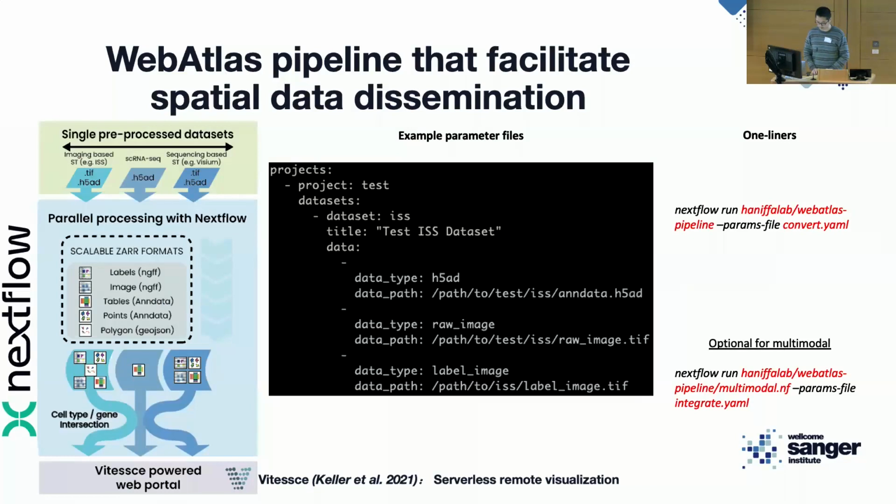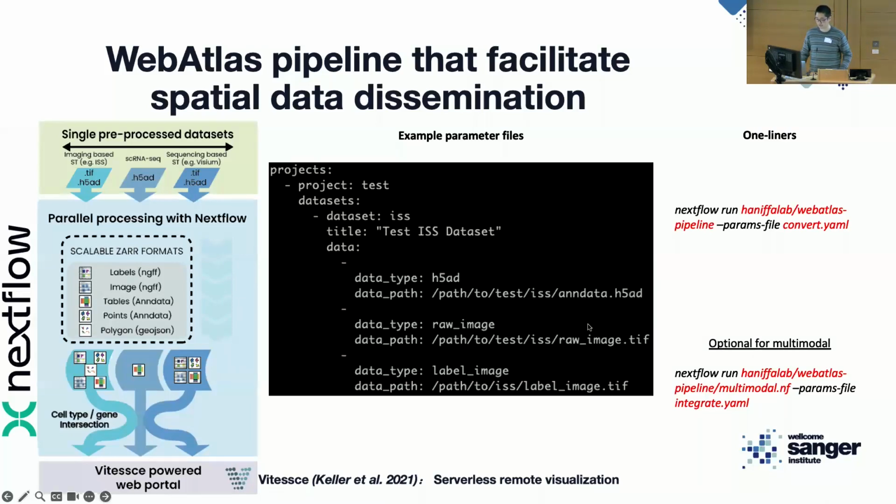So here is the WebAtlas pipeline that can potentially facilitate spatial data dissemination across the world. The idea is pretty simple. You just take different data sets from different technologies, either in TIFF file format or H5AD files for your tabular data for single cell analysis. You pass them through the Nextflow pipeline that wraps everything so that you can do the conversions, and you don't need to care about the environment setting, etc. Don't need to care about Conda or Docker images.